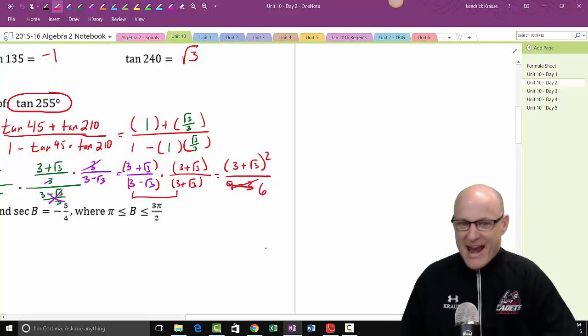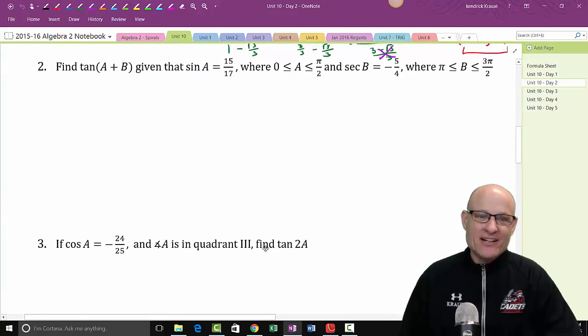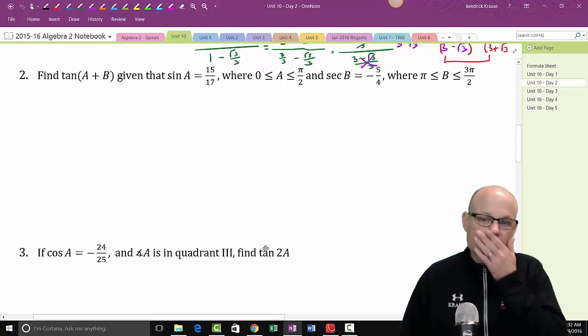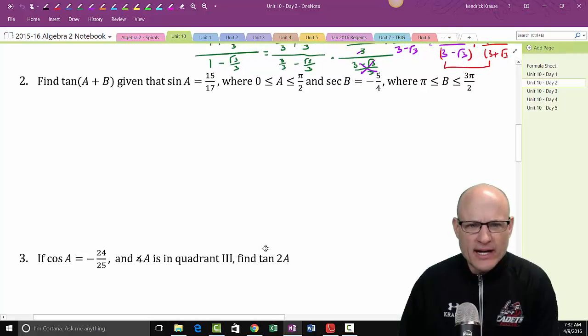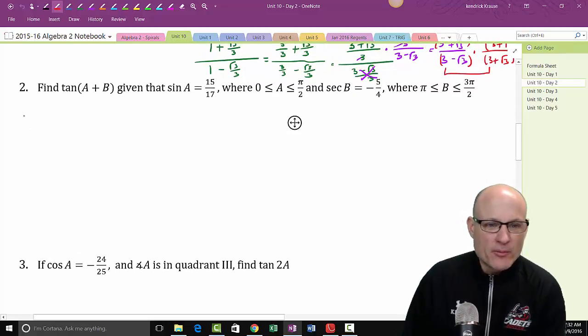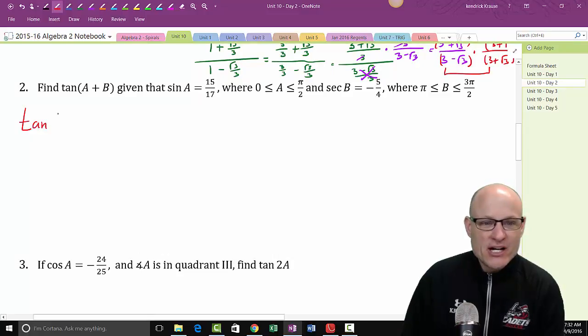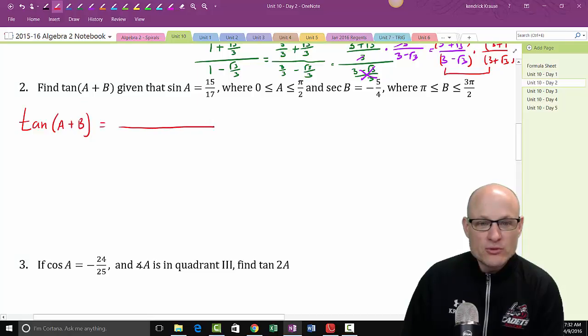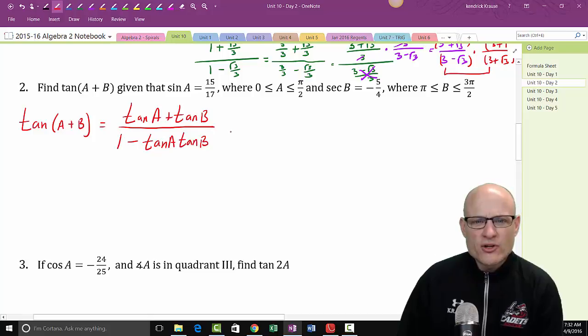Oh man, I hope we don't have to do that again. Good news is, these are the easier ones. So let's see what we got here. Sort of. We're going to use that same formula. So tangent of A plus B is equal to tan A plus tan B all over 1 minus tan A tan B. So let's see. I don't have squat.